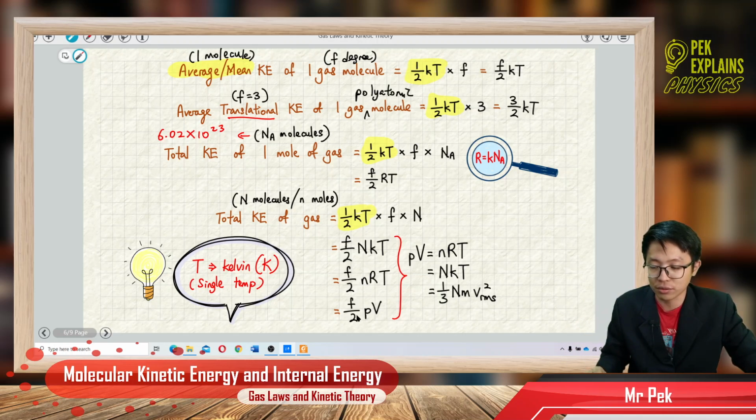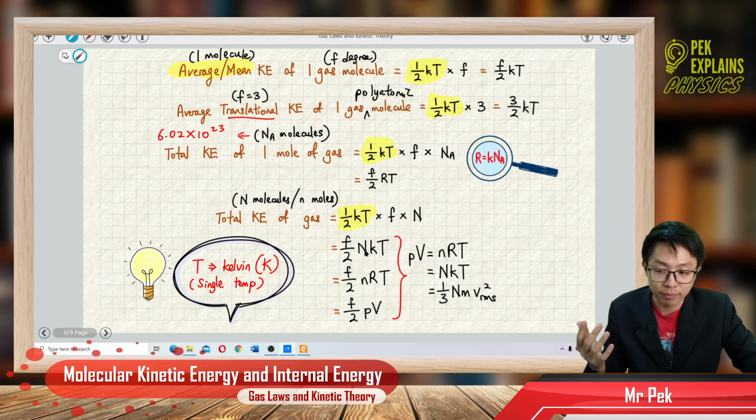So I can also write F over 2 multiply 1 over 3 N m v square. If the question has pressure and volume, degree of freedom, and asks for the total kinetic energy of gas, I can also use F over 2 PV to find the total kinetic energy of gas. Not necessarily must use the temperature, because NkT is equal to nRT and also equal to PV.